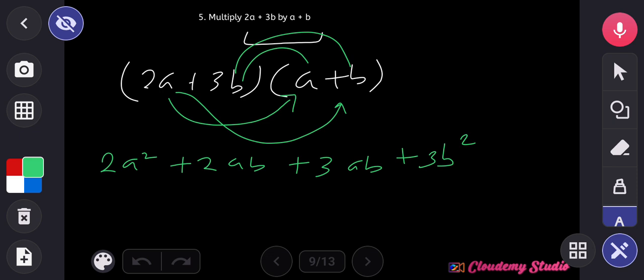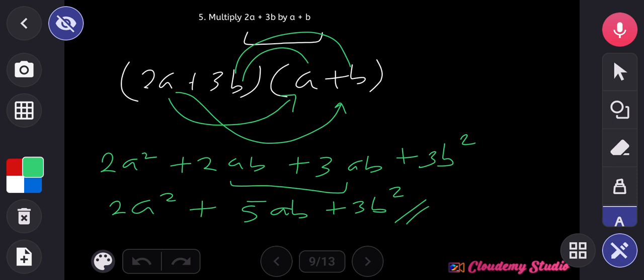What's the next thing? I have common factors here, 2ab and 3ab. Therefore, my answer is 2a squared plus 5ab plus 3b squared. As simple as that, right? Very, very simple. Now let us look at this next question.